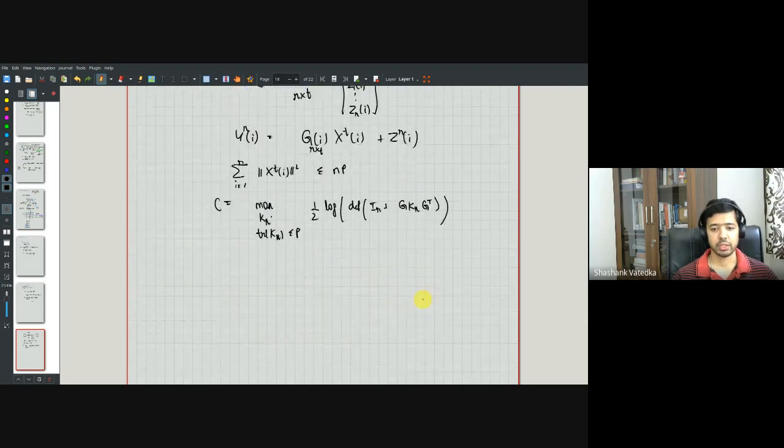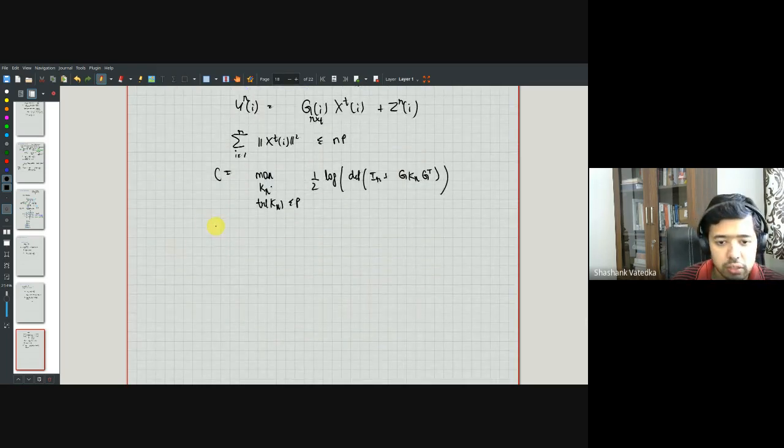But in the case where the distribution of G is isotropic, that is, it is invariant to orthogonal transformations.